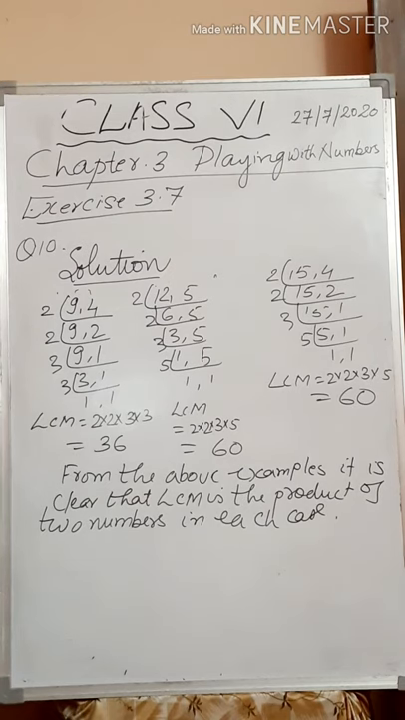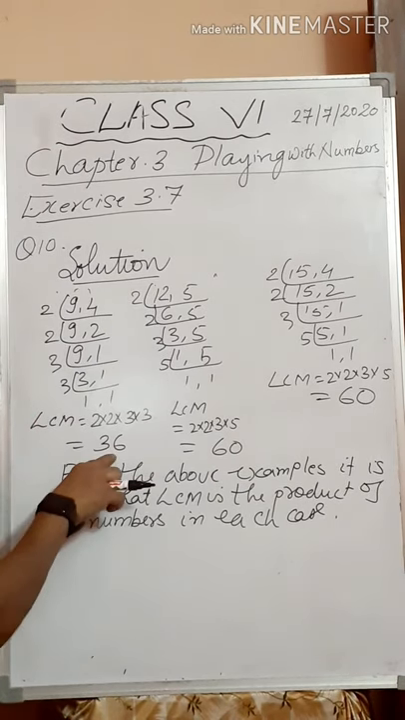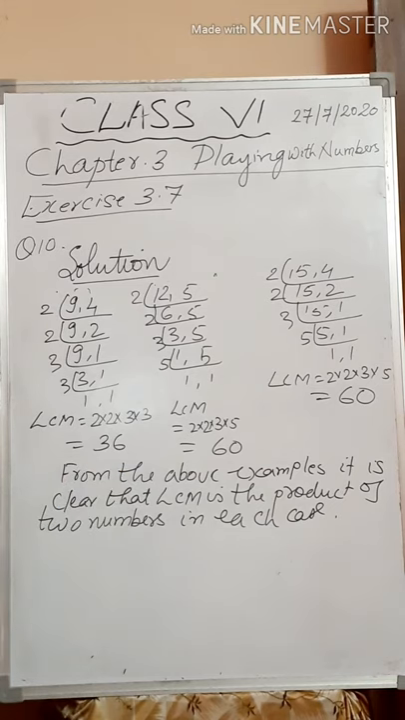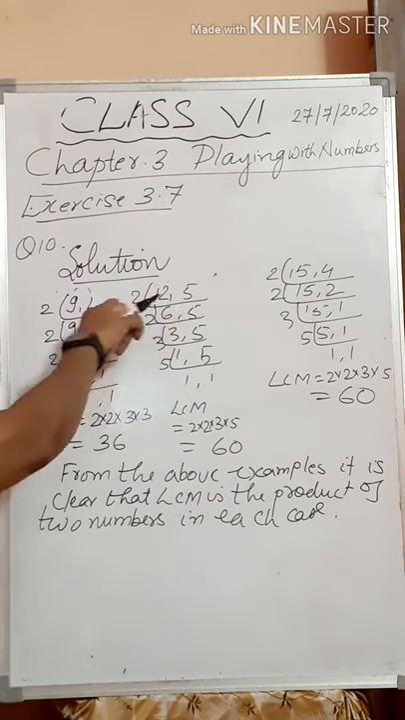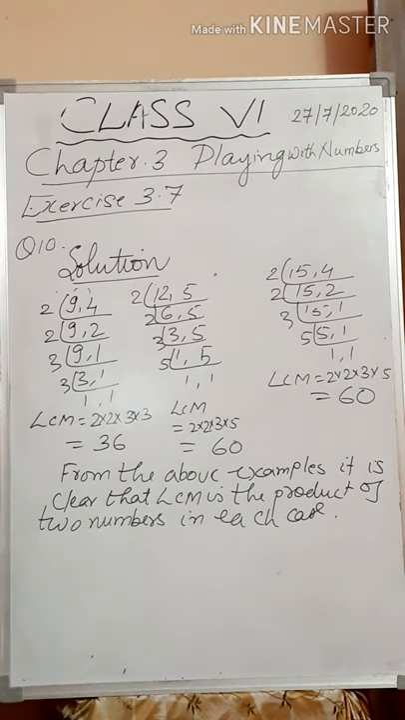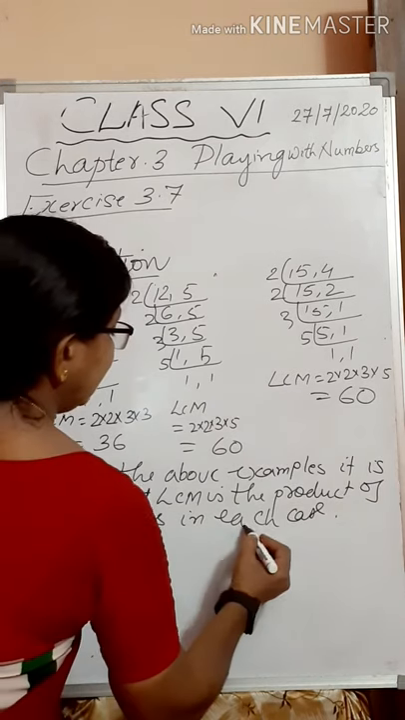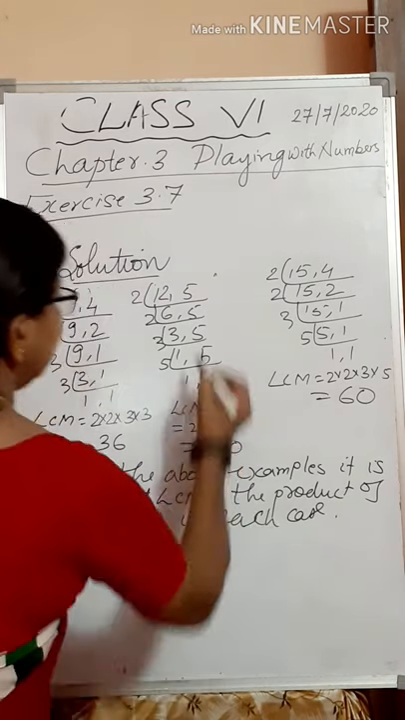9 and 4. We are finding the LCM of 9 and 4, 12 and 5, 15 and 4. The first case we got the LCM is 36, 9 fours are 36. Second case we got the LCM as 60, that is 12 fives are 60. In the third case, children, listen, 15 fours are 60. We got the LCM as 60. From the above examples, it is clear that LCM is the product of two numbers in each of the cases.